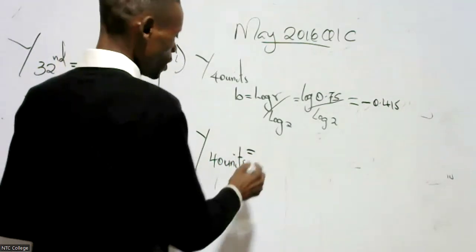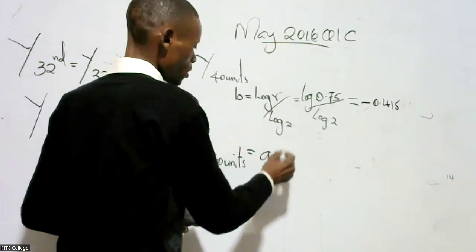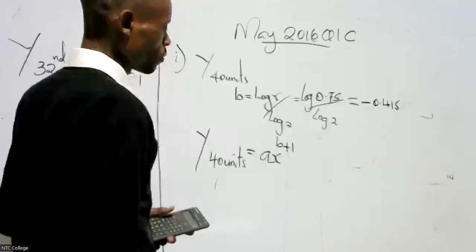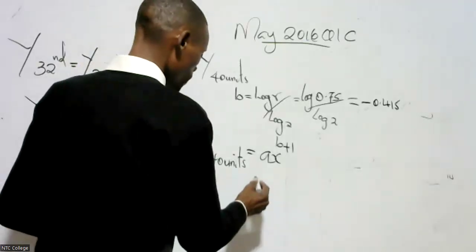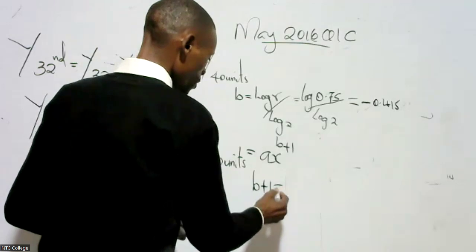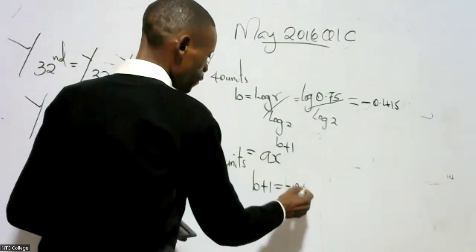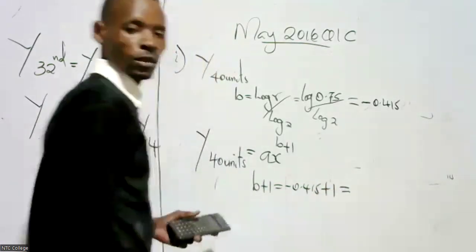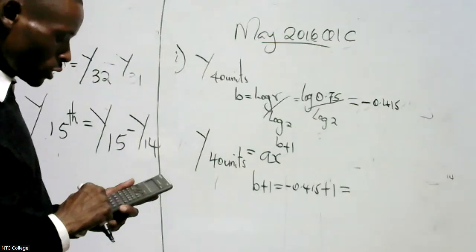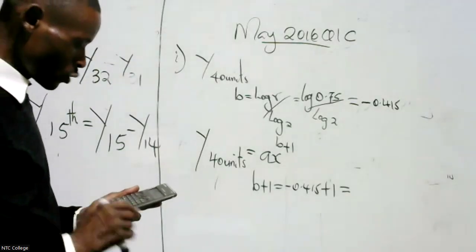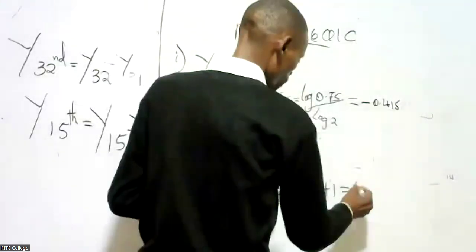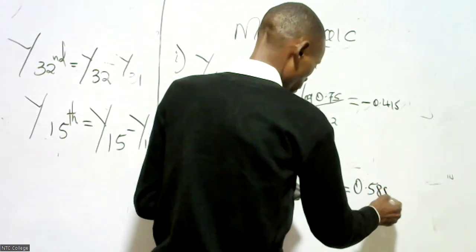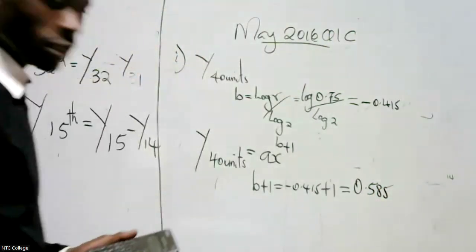Which will be A x raised to B plus 1. So what will be my B plus 1? B plus 1. It is negative 0.415. I add 1 so that total time. So in this case, add 1 to B, 0.585. You can even use that.